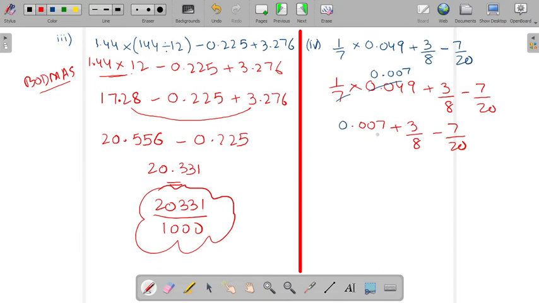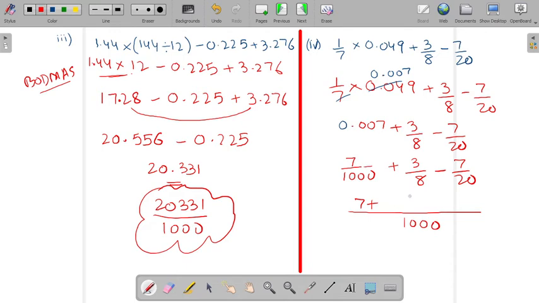Now convert this decimal in the standard form or in rational form. So 7 upon 1000, 3 upon 8 minus 7 by 20. Next step, take its LCM. So 1000 would be the LCM. So 7 plus. Now divide 1000 by 8, divide and multiply. So you would be getting 125.